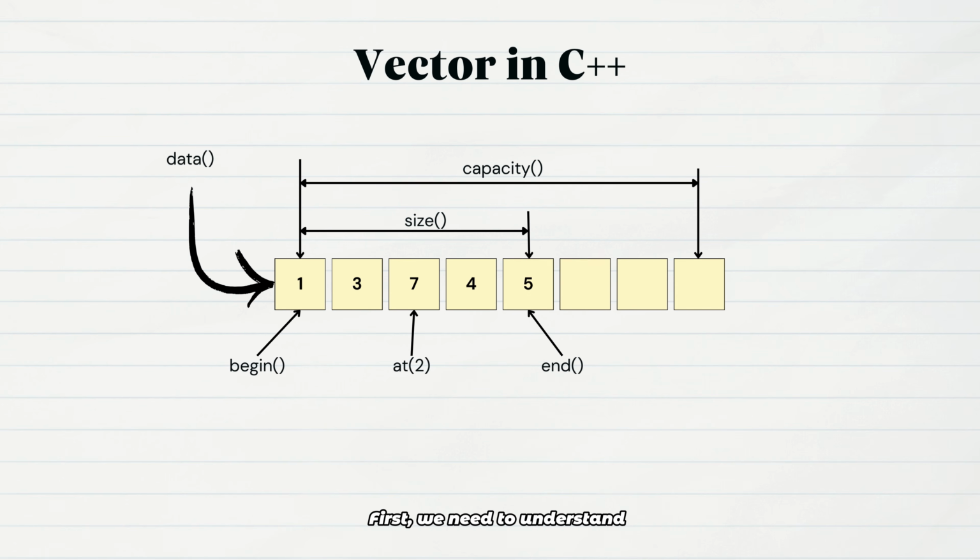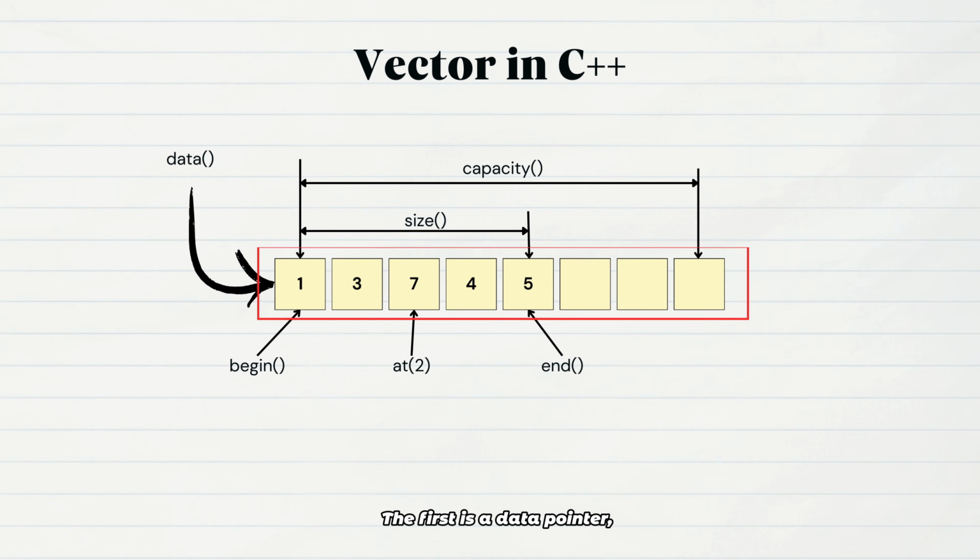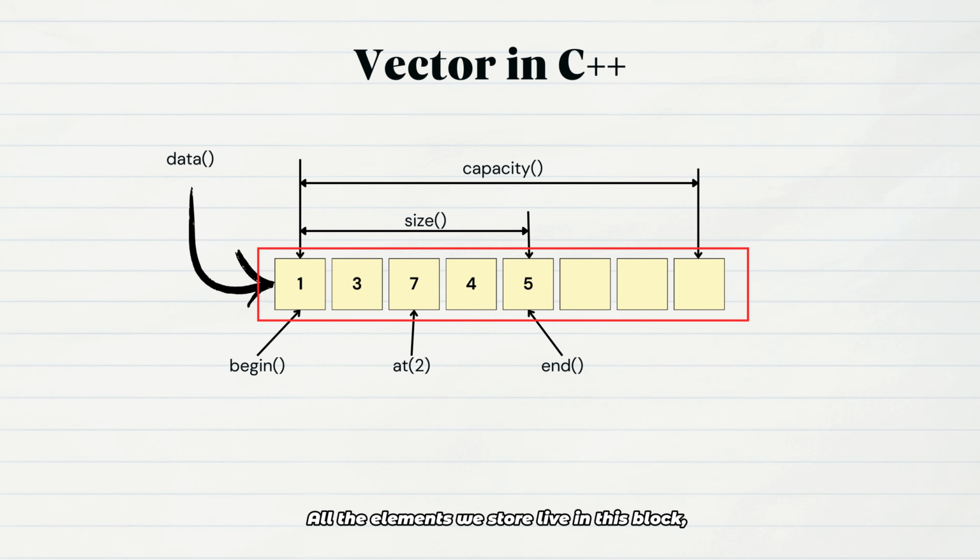First, we need to understand what the underlying structure of vector really looks like. This is the foundation for understanding everything. Actually, vector's underlying structure is extremely simple, relying on three core members. The first is a data pointer, which points to the start of a contiguous block of memory. All the elements we store live in this block, and we can get this pointer using the data function.